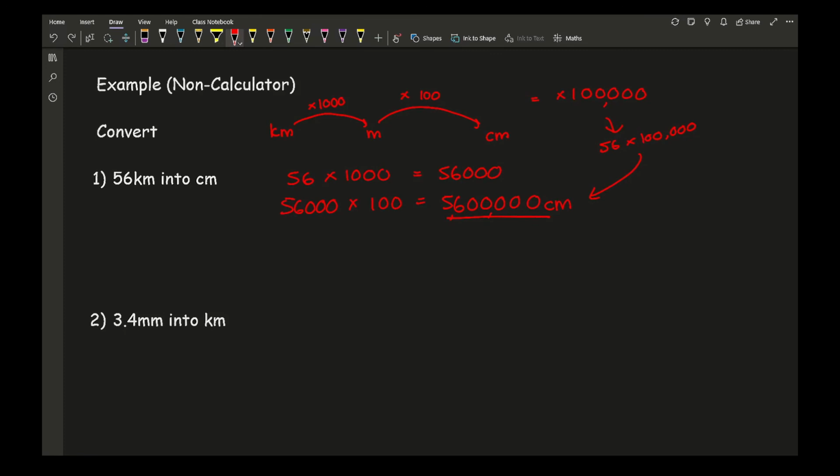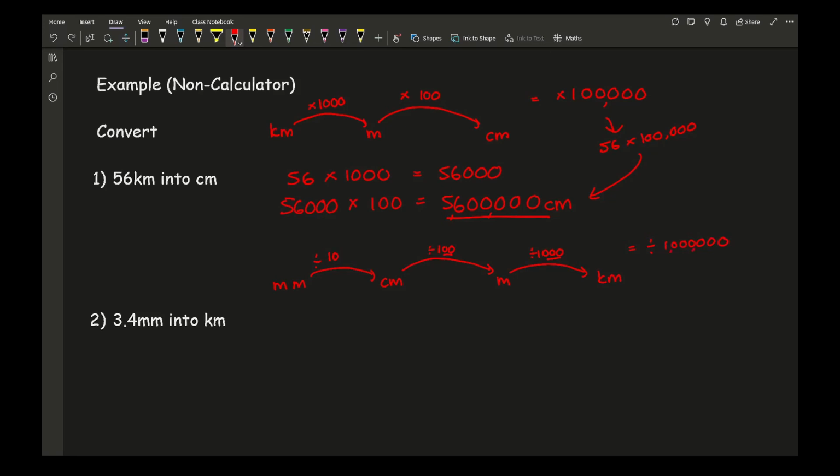So the next thing we're moving on to is converting millimeters into kilometers. Here I've got millimeters, then centimeters, then meters, and then kilometers. Now here I'm going from a small unit to a big unit, so I need to divide. How many millimeters are there in a centimeter? Well, that's 10. How many centimeters are there in a meter? That's 100. And how many meters are there in a kilometer? That's 1,000. So if I join all of these zeros up, 3, 5, and 6, then I'm going to be dividing by 1,000,000.